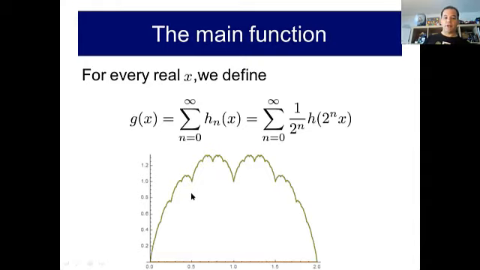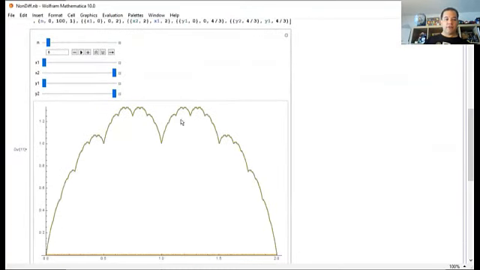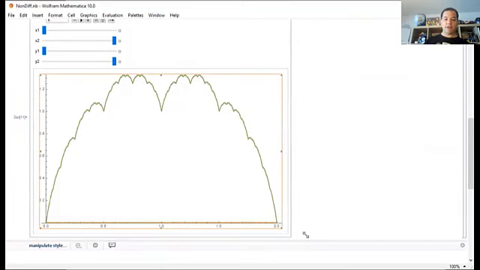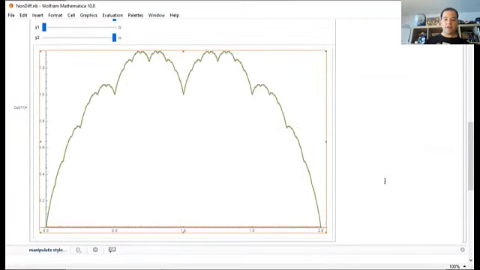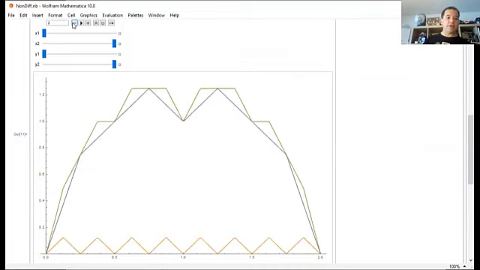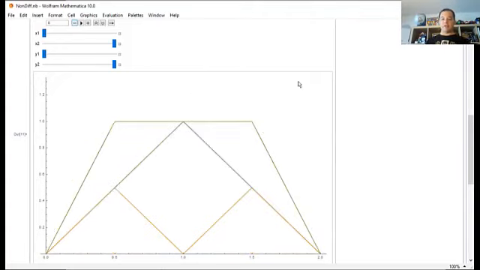I'm going to show you again some animations here with Mathematica. So here is the graph that I just showed you, on the screen, on the slides. That's the one with six iterations. So I'm going to take it back to the very beginning. All right, so here's the very, very beginning.